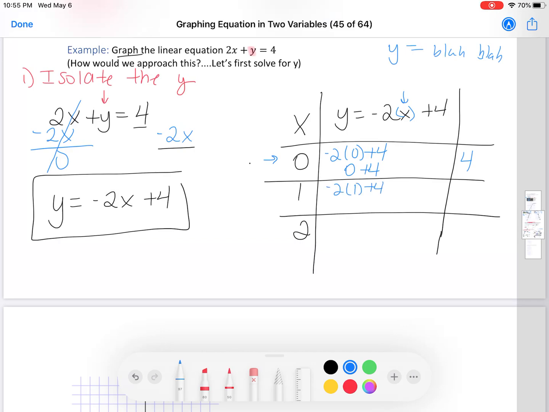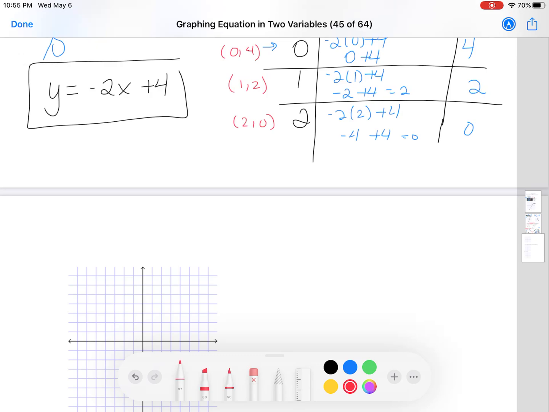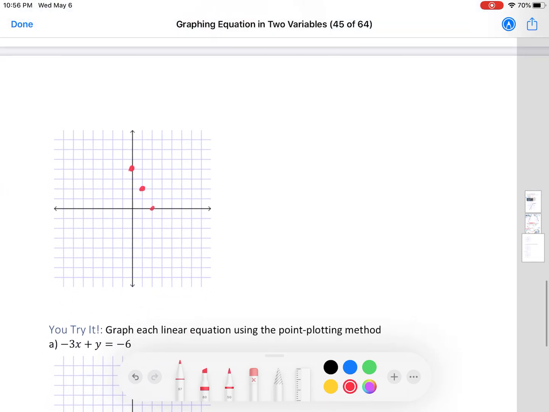Negative 2 times 1 plus 4. We get negative 2 plus 4, 2. Negative 2 times 2 plus 4, negative 4 plus 4, 0. So what are our points? The points we're going to graph are (0, 4), (1, 2), and (2, 0). Let's go ahead and plot them. So I have 0, up 4, 1, up 2, and (2, 0). If we connect them, we get our line.